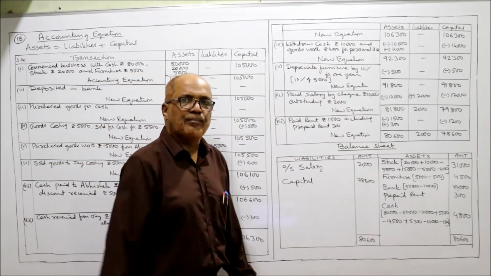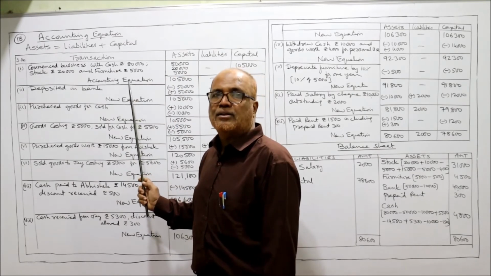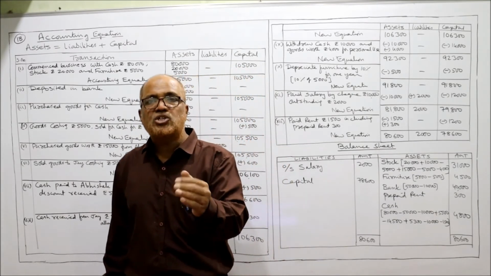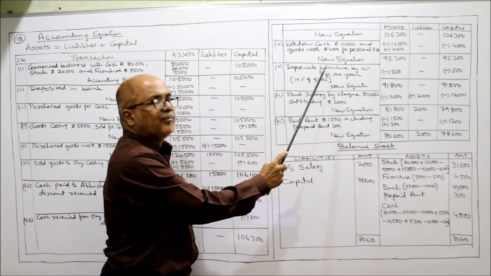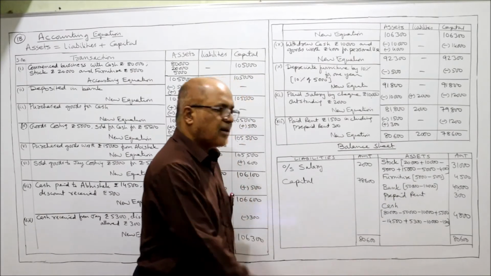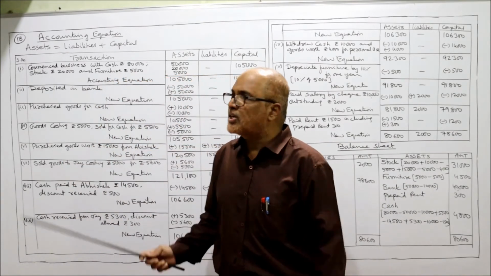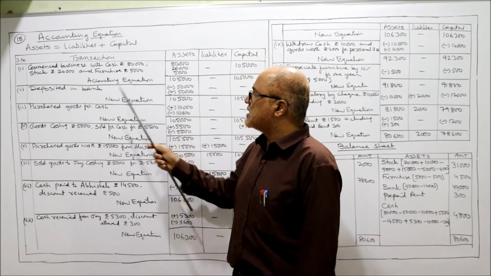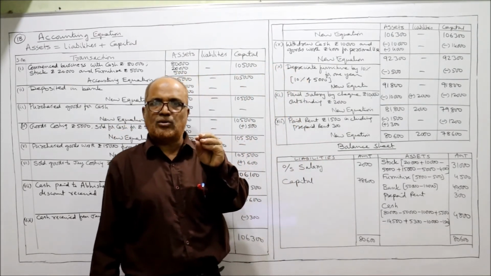Next comes furniture. Furniture brought was 5,000. Brought by the owner 5,000. And depreciate furniture by 500 rupees. 500 rupees depreciation provided on furniture. So 5,000 minus 500, 4,500 is the value of the furniture. Now bank balance. Bank balance deposited in bank how much? 50,000. Second entry, deposited in bank 50,000. We are having a bank balance of 50,000.